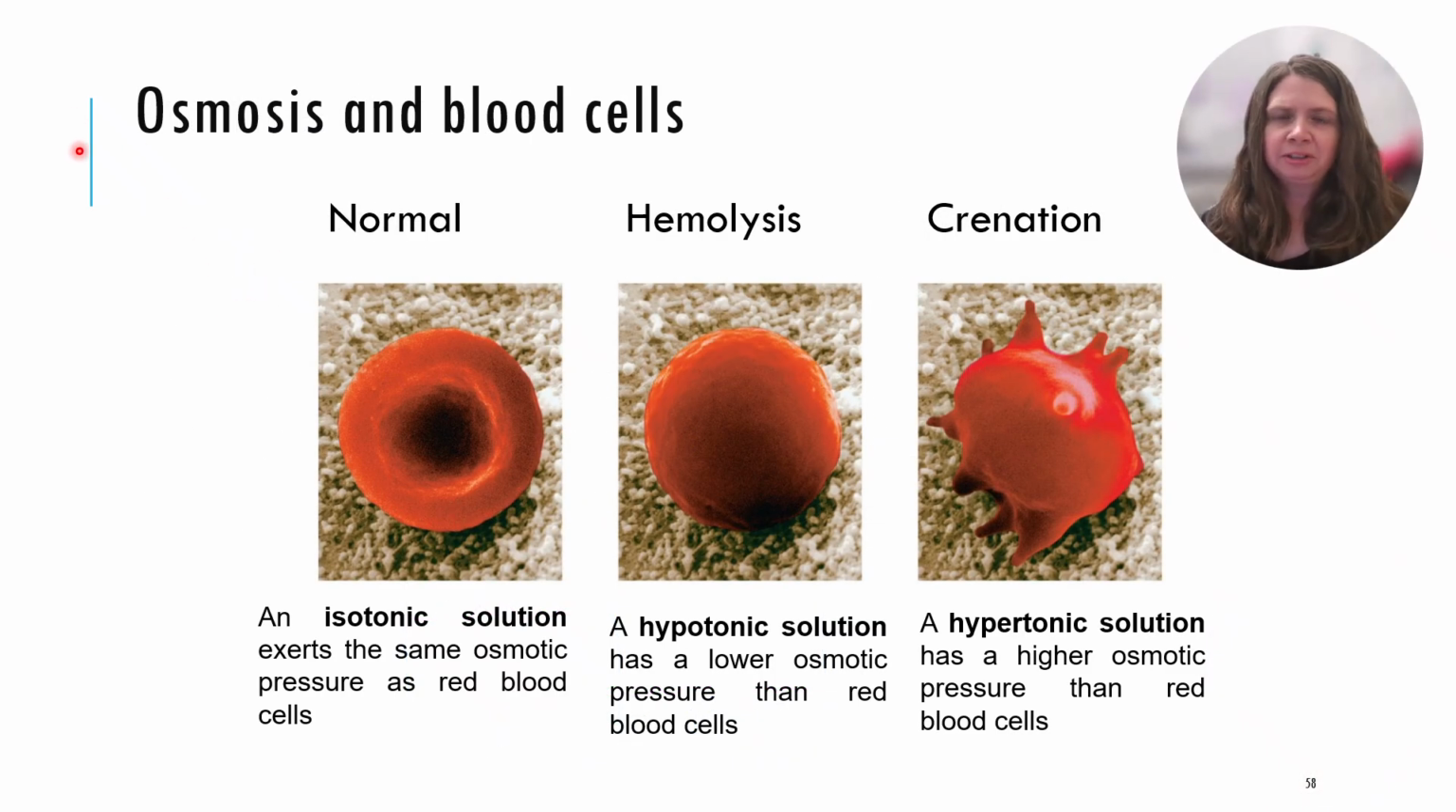Osmosis also occurs across cell membranes and affects blood cells. An isotonic solution has the same osmotic pressure as a blood cell, so there is no net solvent movement. In a hypotonic solution, the surrounding solution has a lower osmotic pressure, causing water to flow into the cell. In a hypertonic solution, the surrounding solution has a higher osmotic pressure, causing water to leave the cell, resulting in cell shrinkage or crenation.